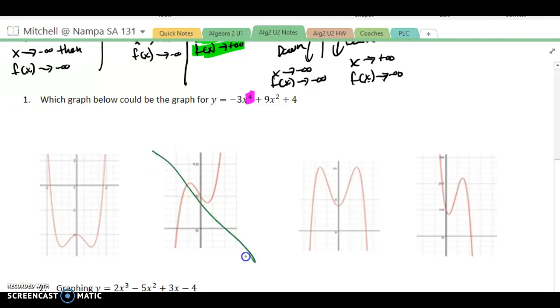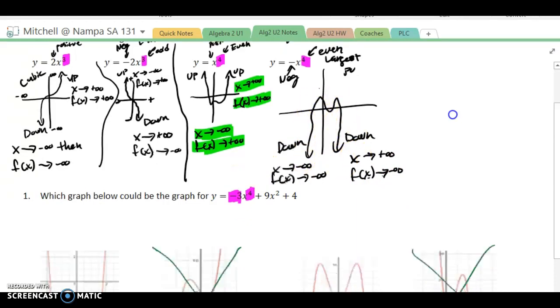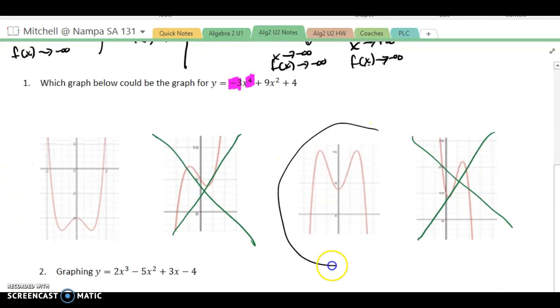So that means that this is gone and this is gone. Now if I look at the number in front, this negative here, the negative tells me it's supposed to point down. Or in other words, as x approaches negative infinity, y approaches negative infinity. As x approaches positive infinity, y approaches negative infinity. That's a mathematical way of saying it, but what I'm really saying is, on the left side it's down, on the right side it's down. So that means this is my only possible answer.